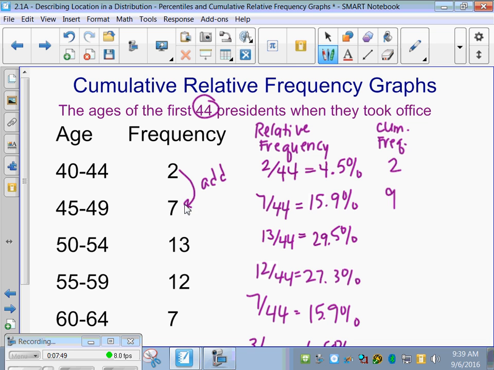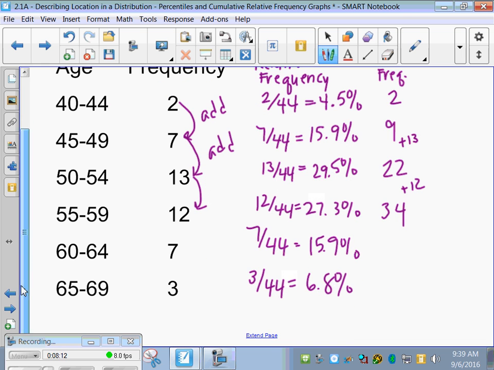Okay. And then we add that 9 to our next number. So cumulative, we're adding and we're building, right? So now we've got 9 plus this 13 here gives me 22 presidents who were 54 or below. Okay, now I'm going to add 12 more to my 22. And so we have 34 presidents who were 59 or under. Okay, then I'm going to add 7. And we've got 41 presidents, and then I'm going to add 3, and we should have our total number of presidents. So 100% of the first 44 presidents when they first took office were 69 or under.